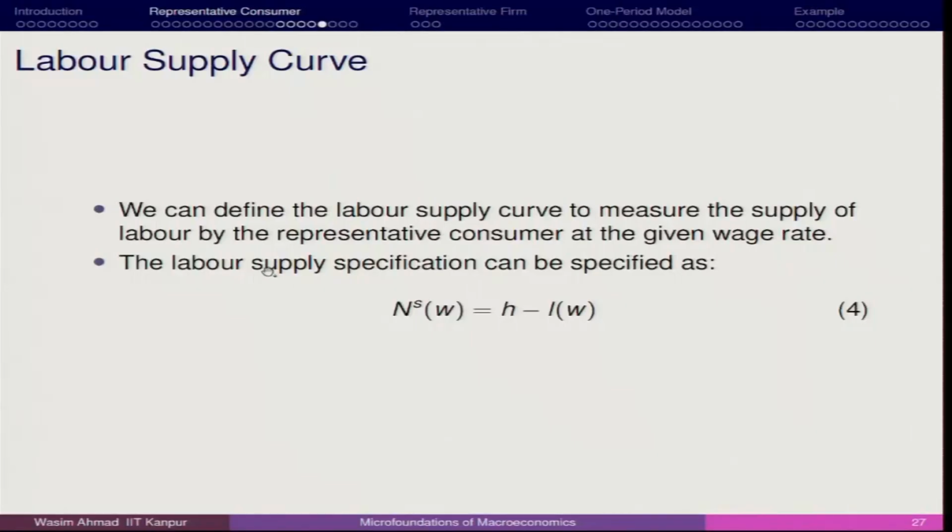So here you have the labor supply specification. NS that we have assumed depends on the real wage rate, and it is the number of hours available minus the leisure component that we have. It is also linked to the wage rate. If the wage rate is higher, it is expected that the leisure component changes.